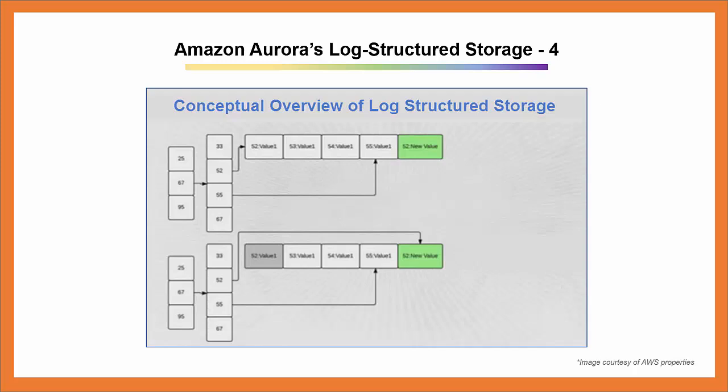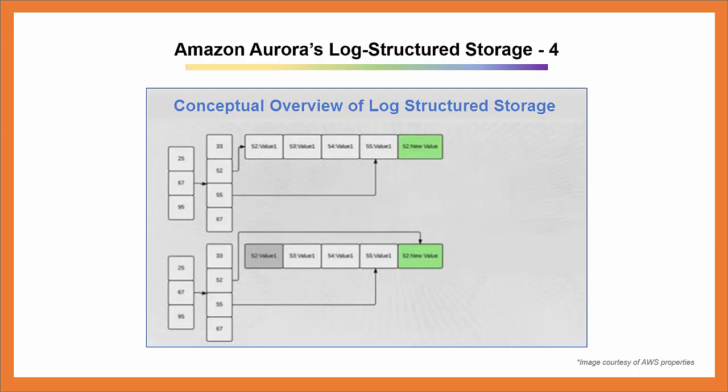On the leaf node, you'll see Key 55 has a leaf node, value 1, whatever that may be, and Key 52 has a leaf node of value 1 or value 2, whatever that may be. Notice, there's a new value for Key 52. It just gets appended to the end of the block storage. Then you have to update the index.